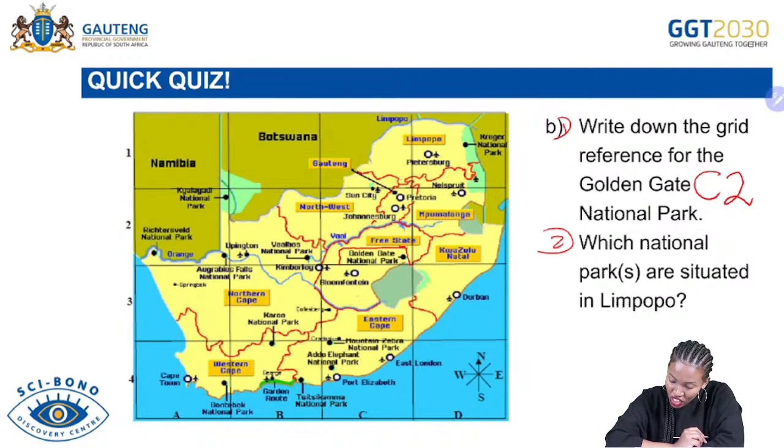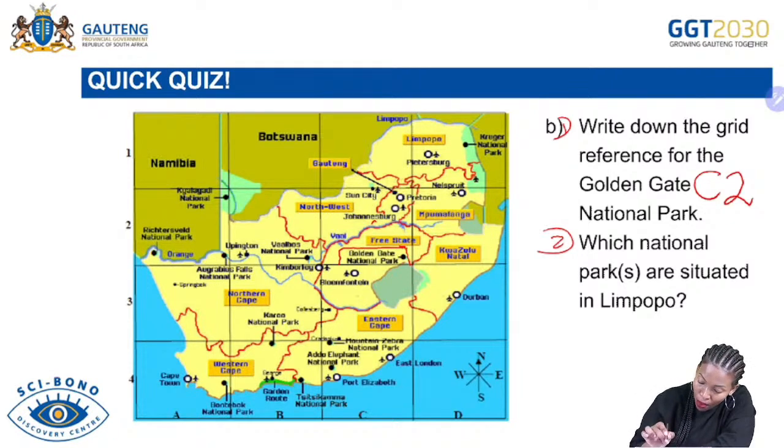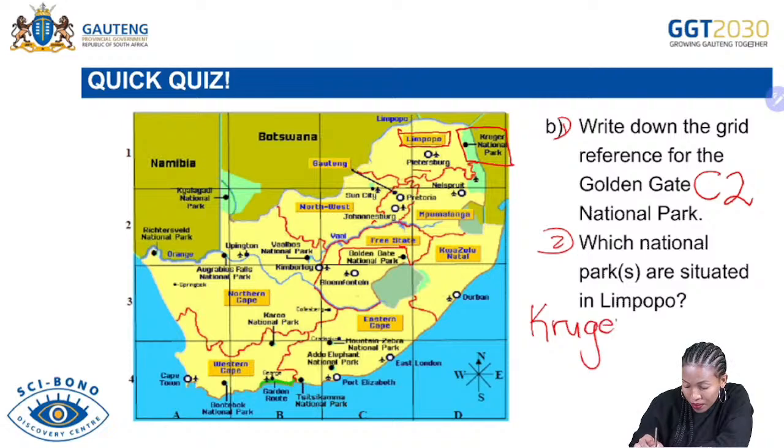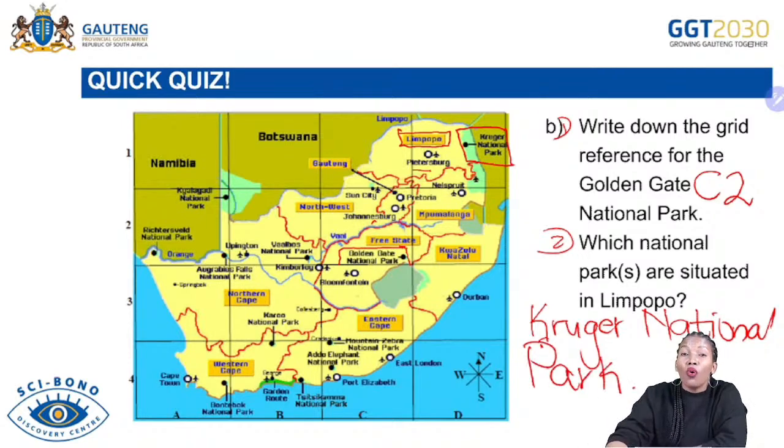And then the second question, which national park or parks are situated in Limpopo? So where is Limpopo? It is in the north of South Africa. There is Limpopo. Do I see any national parks there? I see the Pietersburg, which is now Polokwane, and then there is the Kruger National Park. So the correct answer for this question would be Kruger National Park. I think that is the only one that we have here. That is the only one that we can see.